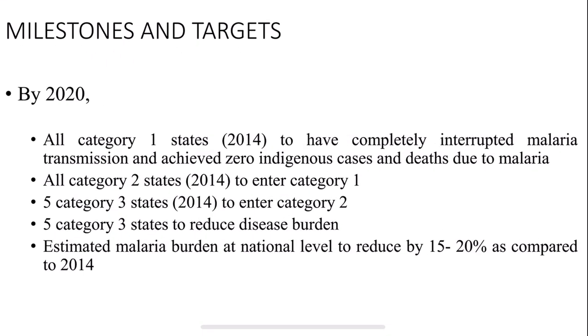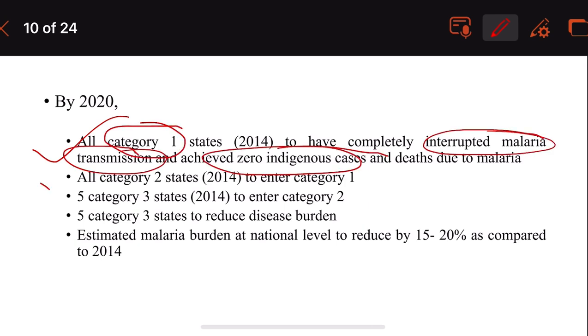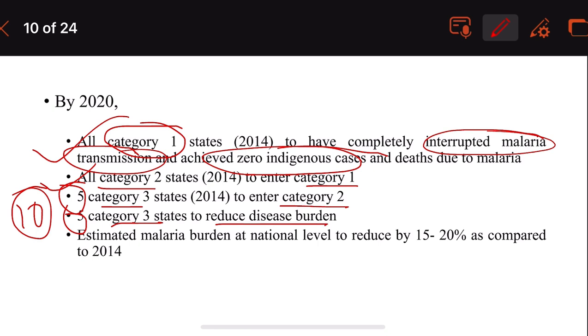We have revised it. You can see here, by 2020, category 1 should have zero indigenous cases and interrupt malaria transmission. Next, category 2 should enter category 1. Category 3 should enter category 2. There are a total of 10 states, so 5 states should enter category 2 and the other 5 states should reduce the disease burden.